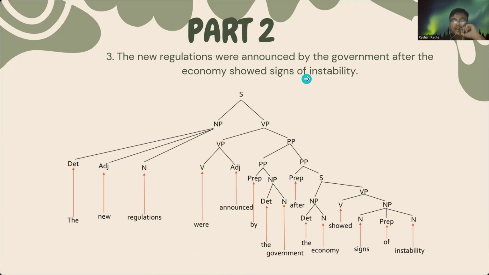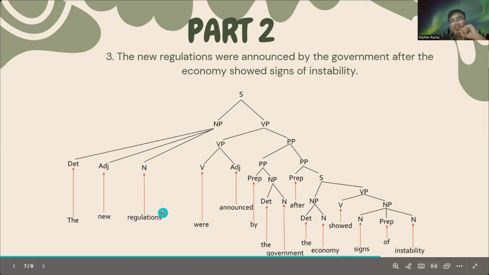So in this sentence, we do as usual, divided into a noun phrase and a verb phrase. So the noun phrase is the determiner with the word the, and we have an adjective here, which was new, and a noun itself, which was the regulation.